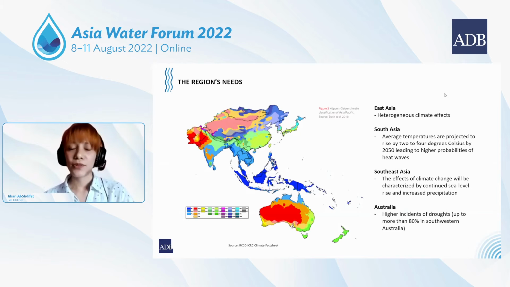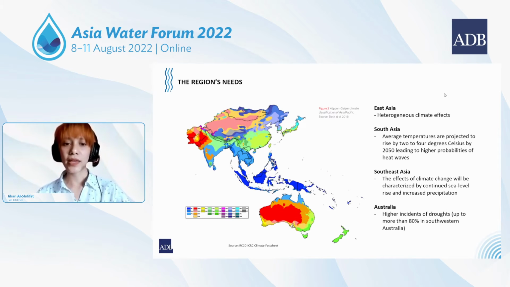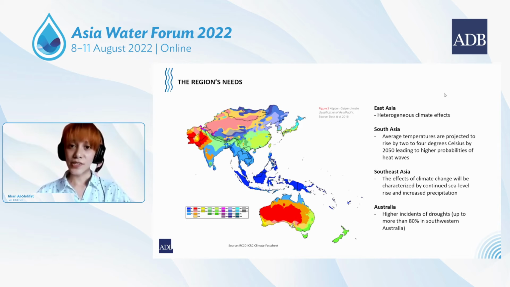So the first thing we need to discuss is the region's needs. I have here a map showing the temperature differences in the whole of Asia, and you would see that it varies from region to region. In Asia, we have regions that have a much steeper temperature delta, meaning that depending on the season, if it's El Nino or La Nina, they could either experience heat waves and droughts or torrential rains, basically.